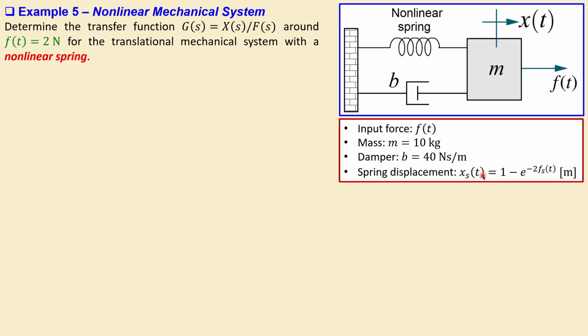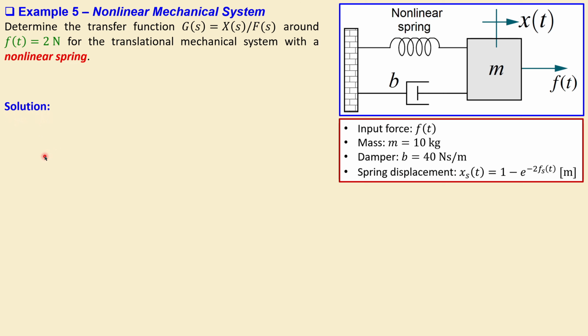And the spring displacement is given by this. So the spring displacement is then nonlinear, 1 minus e to the power minus 2 F_s, where F_s is then the force of the spring. Now in this case we need to determine the transfer function of the displacement over the force, around the input force of 2 newtons. So there is already some operating point value for the input force given. And we have a nonlinear spring as said before.